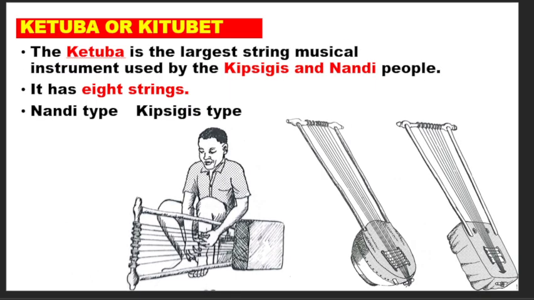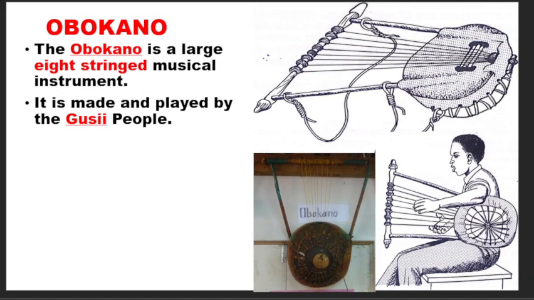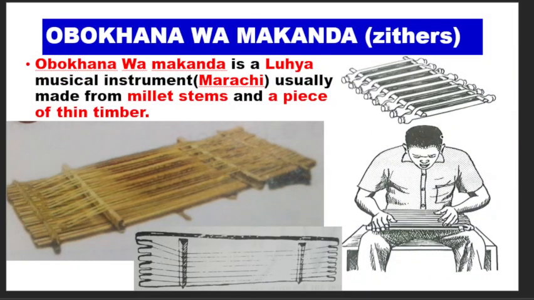Ketubet, also called Ketuba, is the largest string instrument used by the Kipsigis and the Nandi people. It also has 8 strings. We have Obokano. Obokano is the largest 8-string musical instrument from the Gusii people, or Abagusii people.